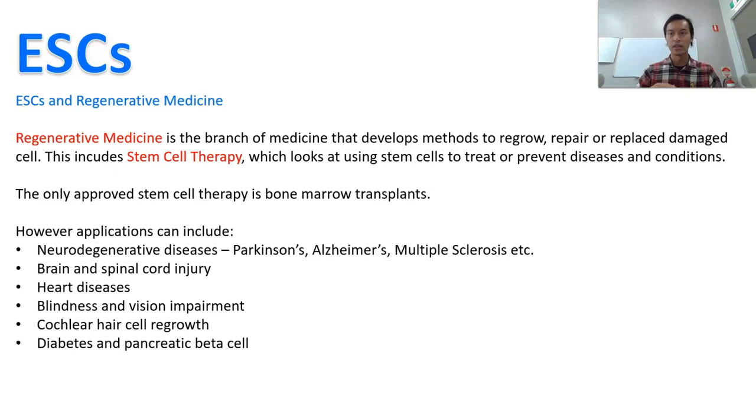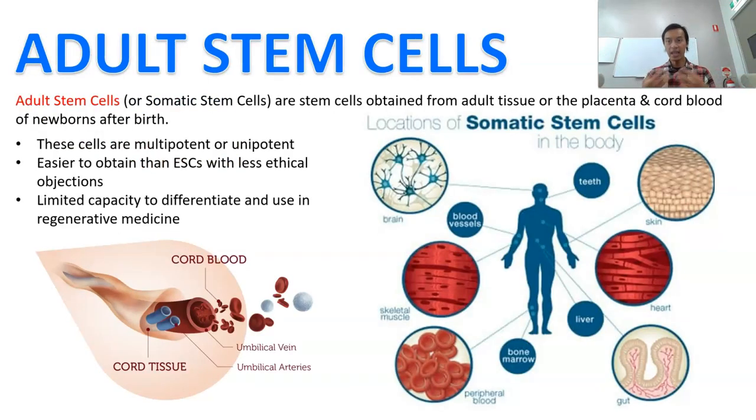So you can see there the range of applications is very broad, but then again also some ethical questions we need to think about as well. The second category of sources for stem cells are the adult stem cells or somatic stem cells, and they are obtained from adult tissues in the placenta or cord blood of newborns after they are born in the umbilical cord, right?